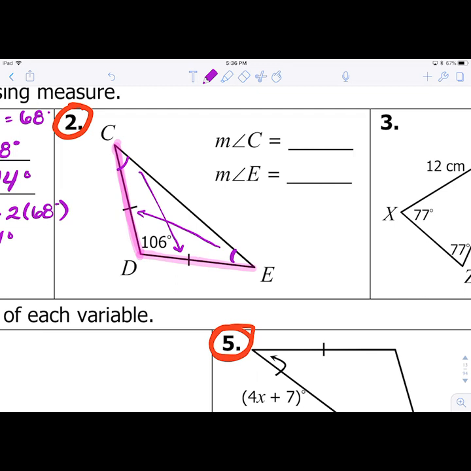Well, here's what I know so far. I know that angle C and angle E, they're going to have the same measure. So what I could do is I could just write 2 times the measure of angle, let's just say C, plus the measure of angle D would equal 180 degrees.